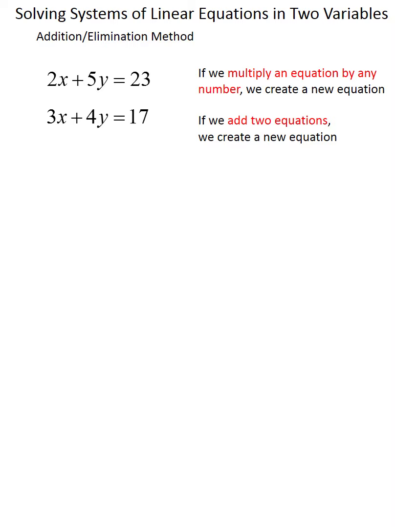So here's a system of equations that is going to prove a little bit difficult to solve. We're going to have to do something creative here. So I want you to watch as I develop a creative idea. I'm going to multiply the top equation by negative 3. I can do that because I'm allowed to multiply by any number I want. I'm going to multiply the bottom equation by 2, which I'm also allowed to do.